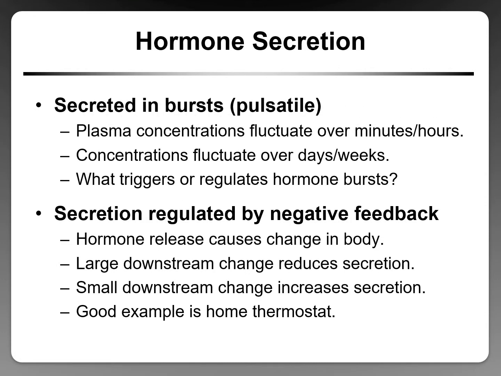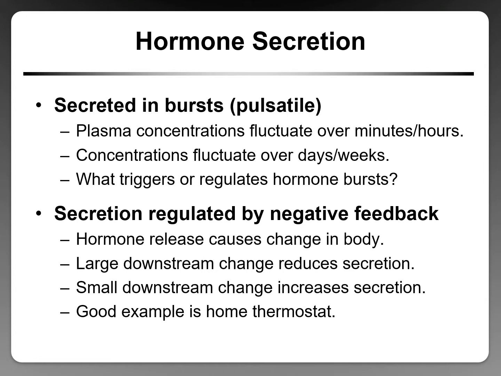Hormones are secreted in bursts called pulses. This allows plasma concentrations to fluctuate over minutes or hours. We also have concentrations that can fluctuate over days and weeks. But what actually triggers and regulates these hormone bursts? This is going to be controlled, as most things in the body are, by negative feedback. A hormone will be released which causes a change in the body. There will be large downstream changes that are going to reduce secretion. We will then have small downstream changes that will increase secretion.